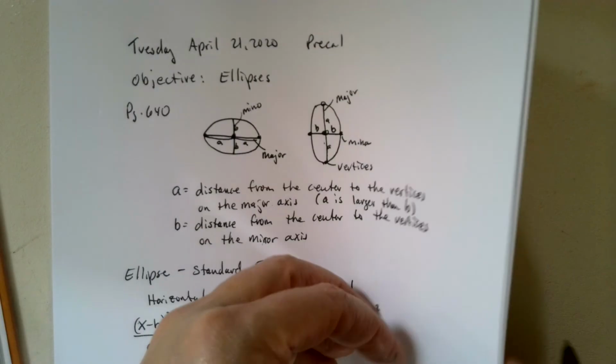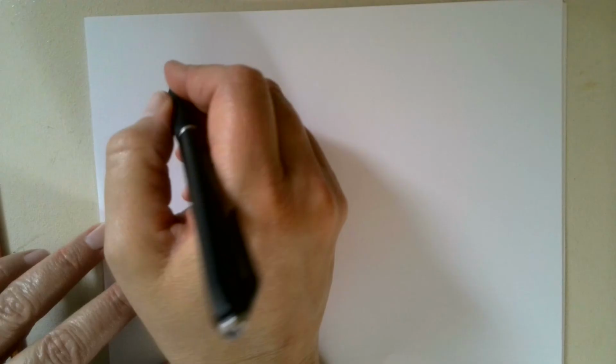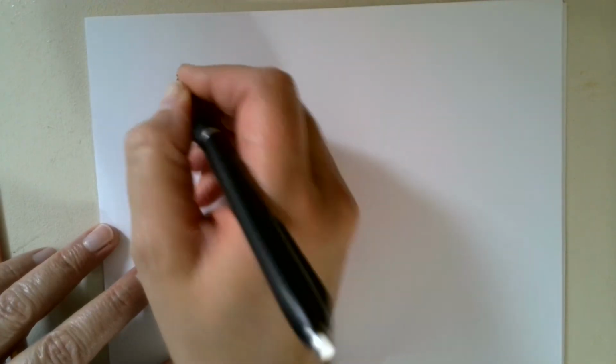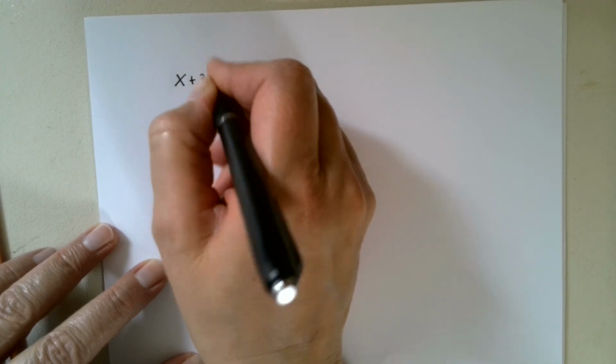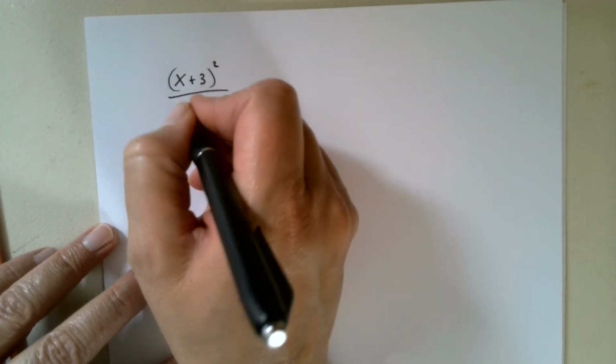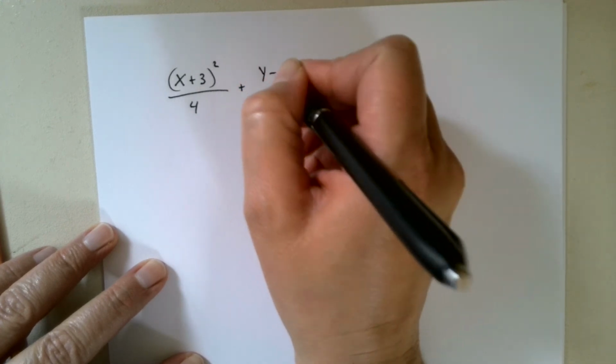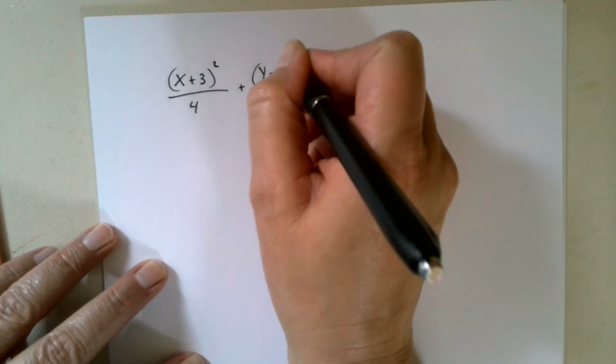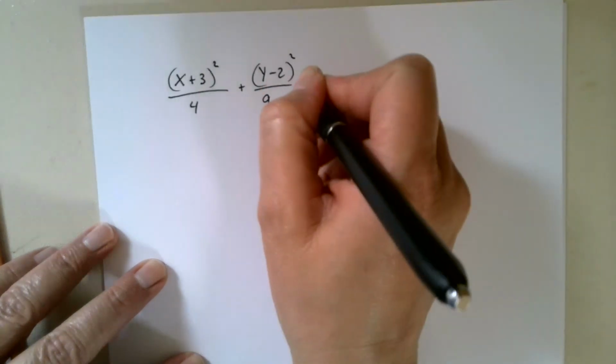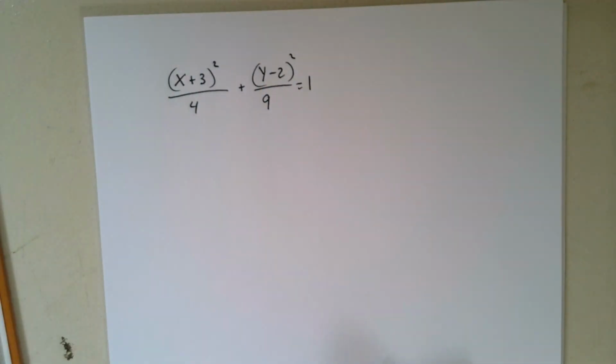All right, let's do another one of those real quick. If we had (x plus 3) squared over 4 plus (y minus 2) squared over 9 is equal to 1. I suggest that you pause the video and see if you can graph.